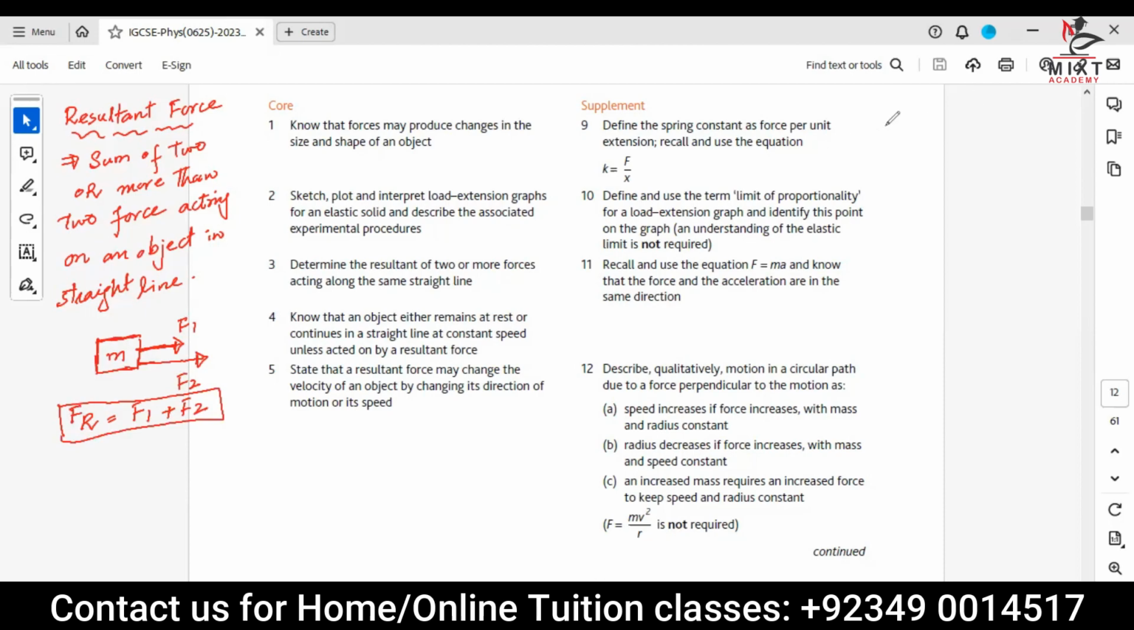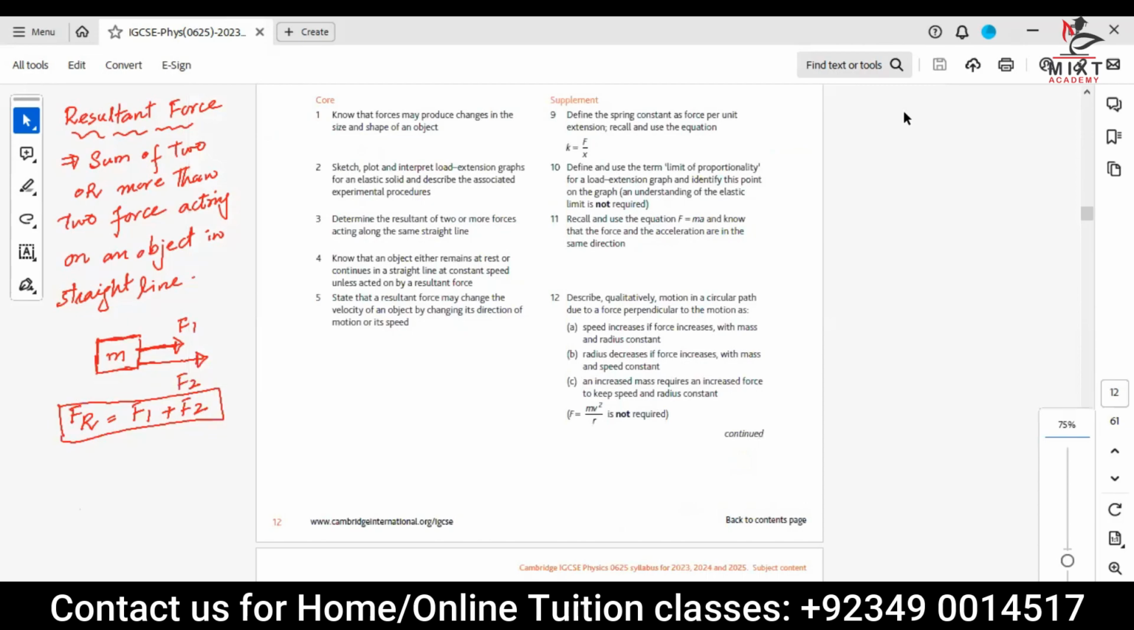There are two types of resultant forces. Remember that. One is called balanced forces. Do you know balanced forces? No, sir. Okay, write it.